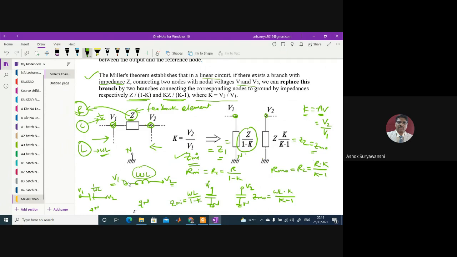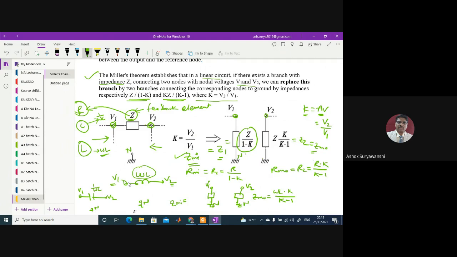Now, instead of showing the inductor or capacitor, as in the earlier case also, I will show this by the impedance symbol. For the inductor it will be omega L upon 1 minus K at the input side, and on the output side it will be omega L into K upon K minus 1. That is for the inductor. If it is a capacitor between input and output, then how will it get split into two parts?